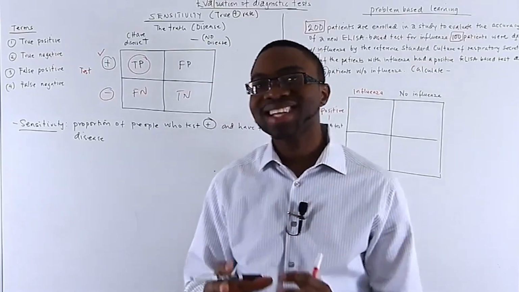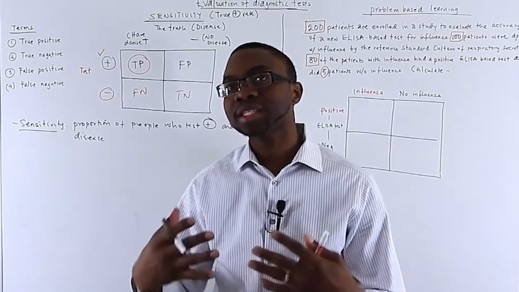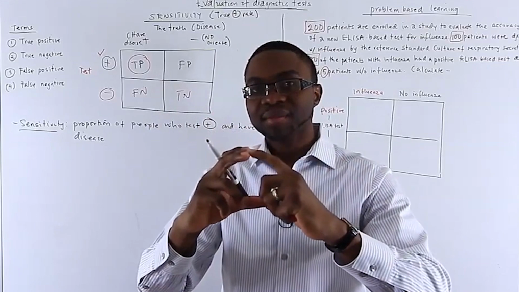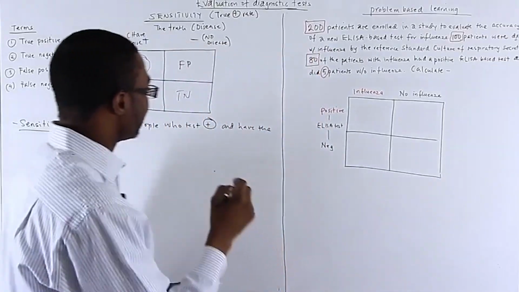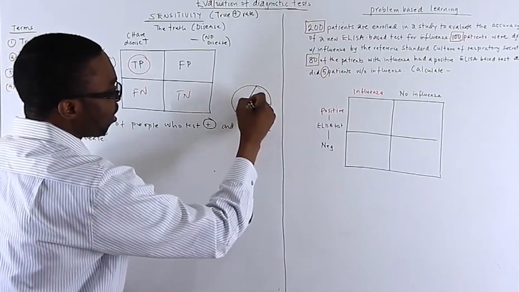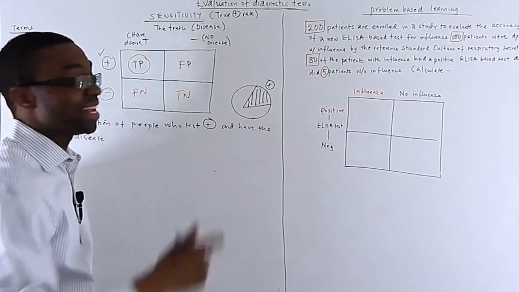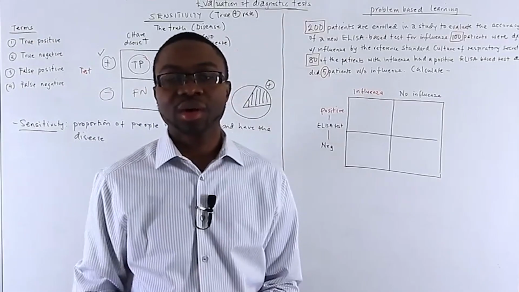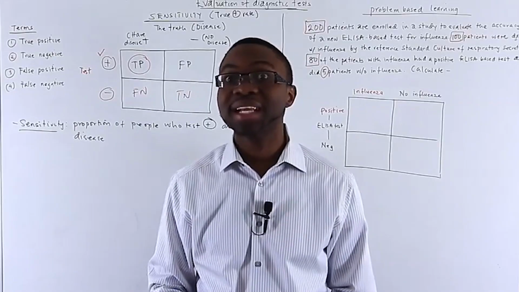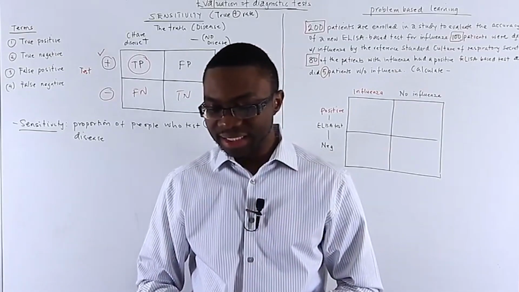Now, we use sensitivity to rule out disease, right? Because if we got a big piece of pie, right, and there's a test that can tell me, look, all these people have the disease and they test positive for the disease. That is a great test. So a test that is 100% sensitive would be like a great test, right? It's going to catch all the people that have the disease.